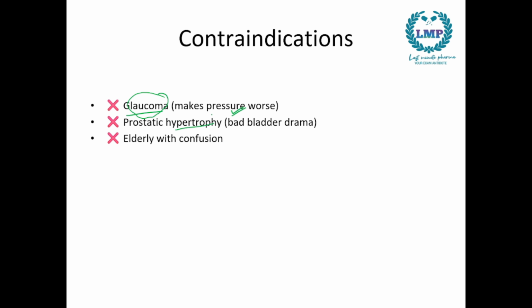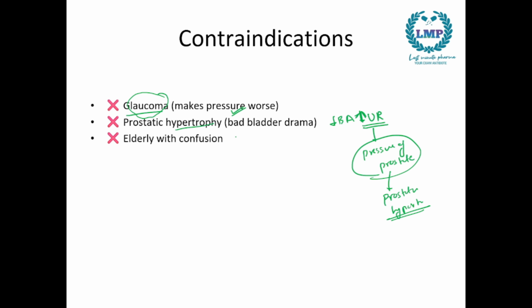Then prostatic hypertrophy. As I told you, bladder activity is already less. Bladder activity is less means what? Urinary retention is going to happen, and if urinary retention increases, it is going to apply pressure on the prostate gland. Because of this pressure on the prostate gland, there is a chance of increasing the prostatic hypertrophy. So those patients who already have prostatic hypertrophy, if we give it, what's going to happen? Obviously, it's going to exaggerate the condition.